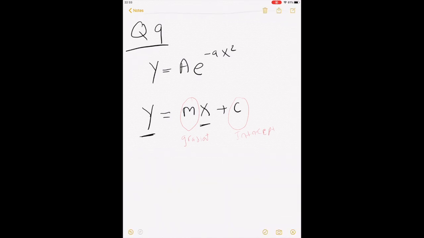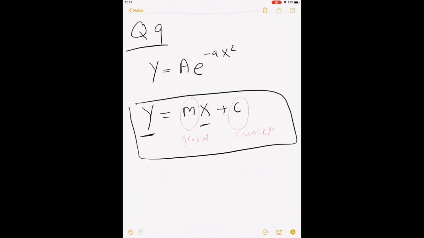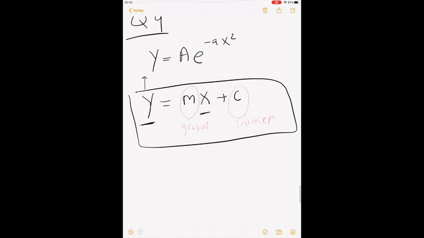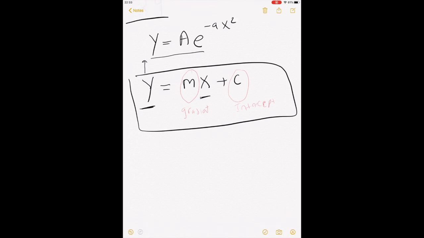Now let's apply that equation, the straight line equation, to this. We can't do it in the current format because it needs to be similar to this format, and the only way you can do this is you simplify the e, because that is a natural log. So if I take ln y for that equation, ln y equals ln a, and let's remember the rules of logs.